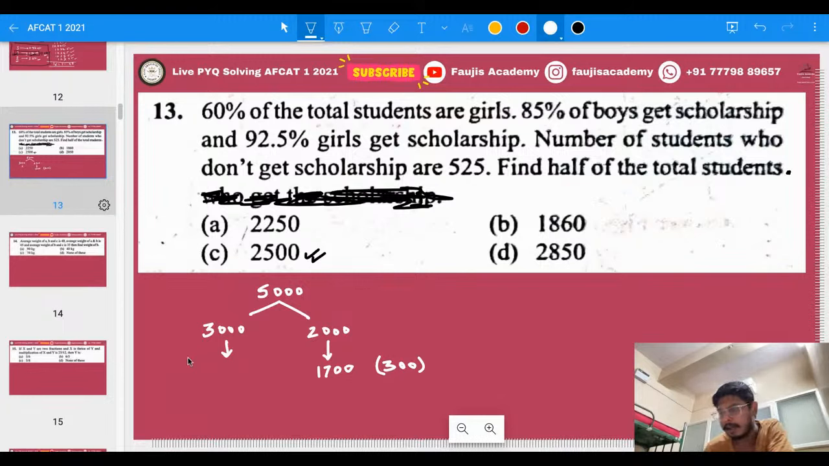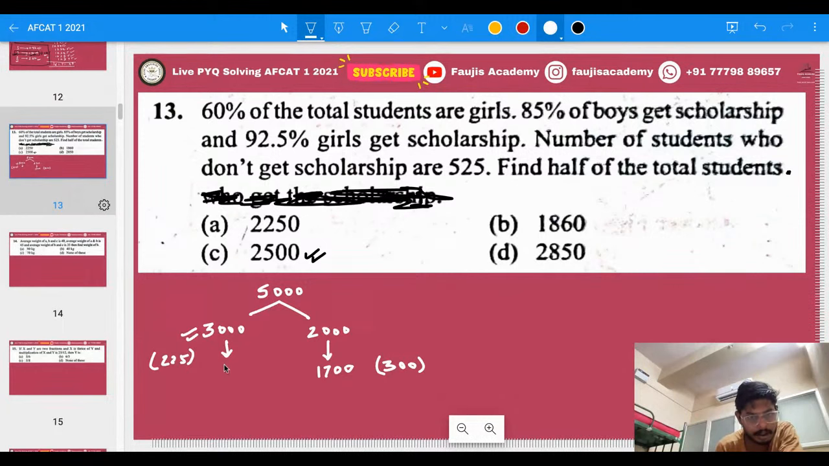And over here, 92.5% of girls got the scholarship. 92.5% means what? 100 minus 92.5 is how much? 7.5, which is half of 15. 15% of this value is how much? 10% is 300, 15% is 450. And half of 450 is 225. That means 225 girls did not get the scholarship, right?